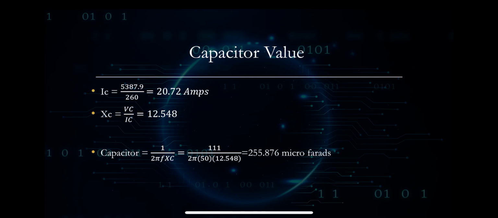We can now calculate a capacitor value using the formula IC equals 5387.9 over 260, which we got to be 20.72 amps. We can then calculate XC, which is VC over IC, which is 12.548. The capacitor can then be calculated by using the impedance formula, which we got to be 255.876 microfarads as our capacitor value.